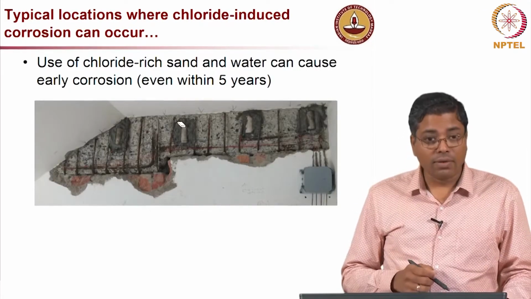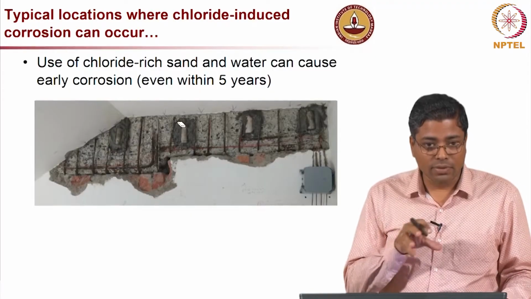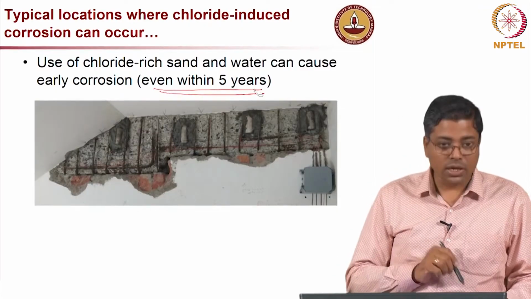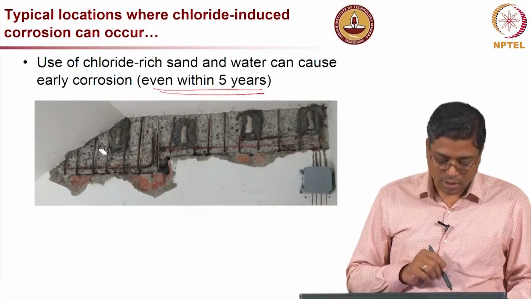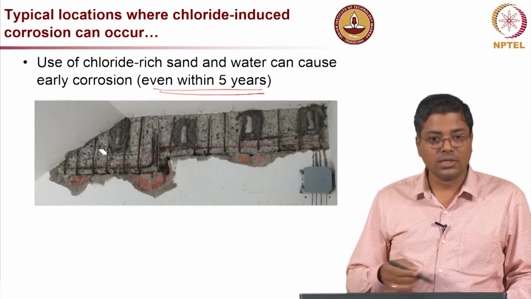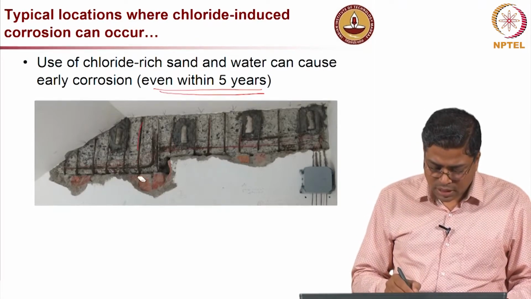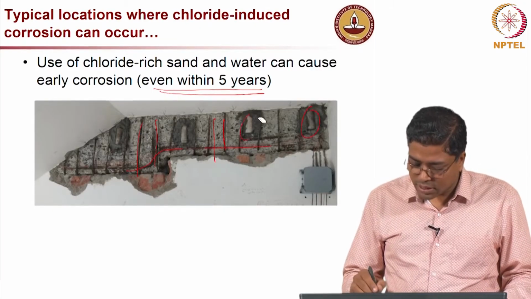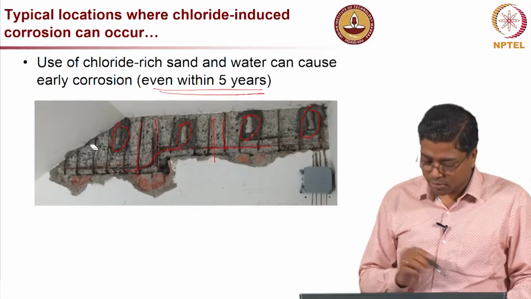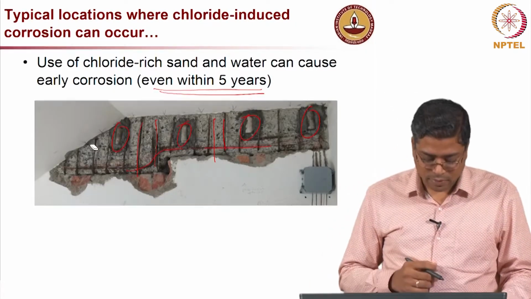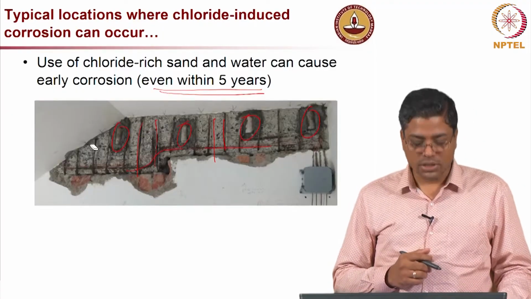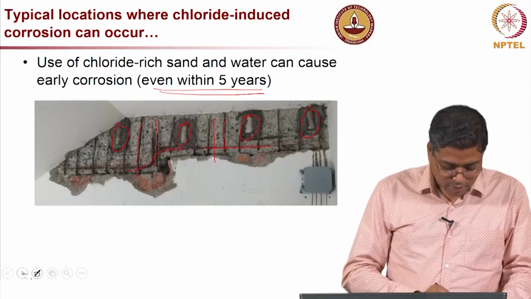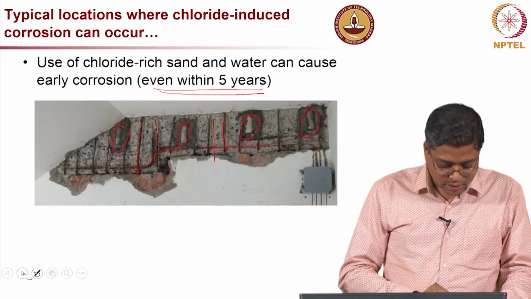If you actually have chlorides within the concrete itself, like from the aggregates or from the water, you can even see corrosion within 5 years. This particular structure experienced corrosion in just 4 to 5 years. All these rebars which you see are severely corroded, and what you see here is some cathodic protection being applied, and whether we can protect the structure with cathodic protection. I will discuss more on that technique in a later lecture, but I just wanted to mention that here.